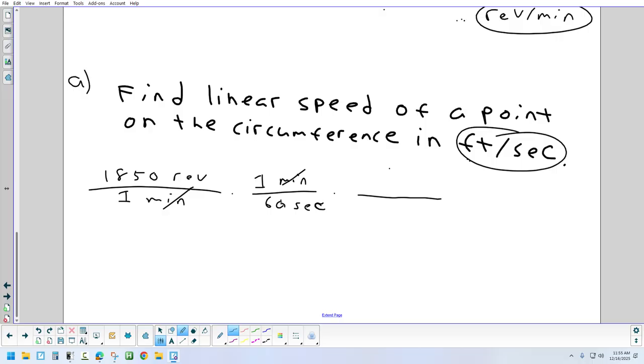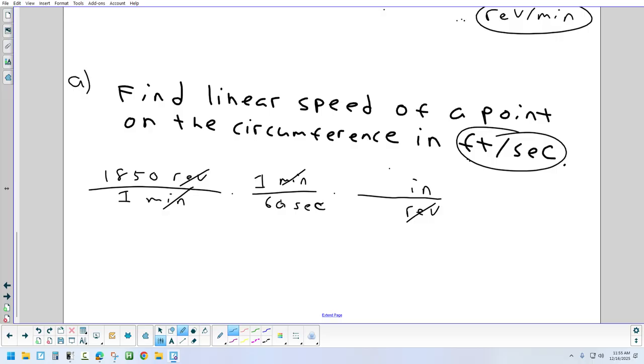Bottom? Denominator. Denominator? You sure? What did you say? You said revolution. I said where would revolutions go? Yes, I'm sure. Okay. So revolutions goes in the bottom, and then what length unit is going to go in the top? Inches. I know, eventually we want feet, but inches is okay for now.